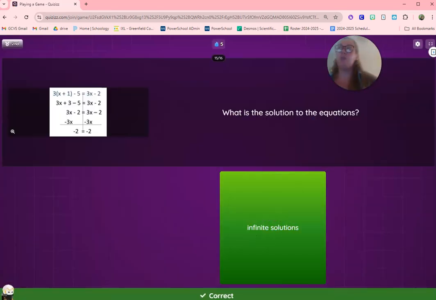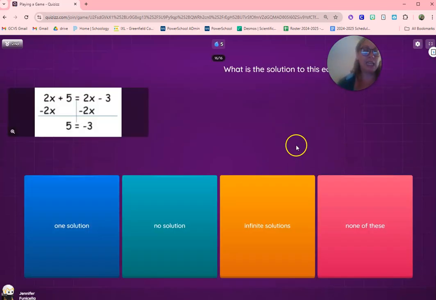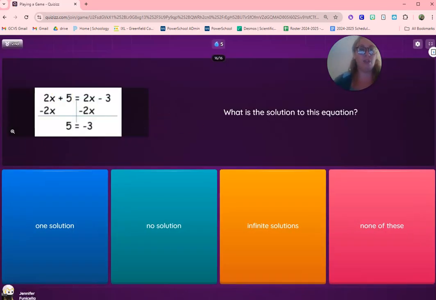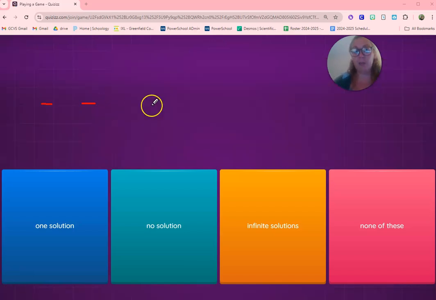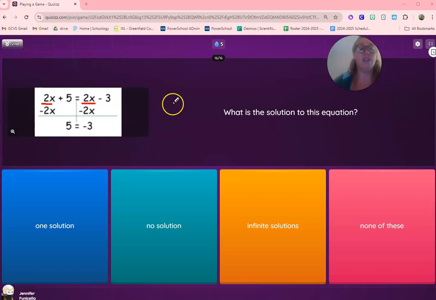And our final question, question number 16, says, what is the solution to this equation? So we have 2x plus 5 equals 2x minus 3. So notice again that those slopes are the same, but the y-intercepts are different. So these are going to be parallel lines, and they're never going to touch. If we subtract 2x on both sides and see it cancel, we end up with this statement 5 equals negative 3, which is not true, which is why this is no solution.